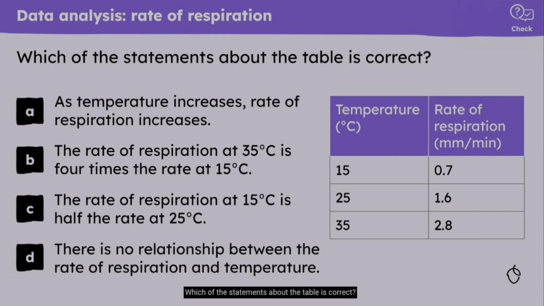Which of the statements about the table is correct? Is it A, as the temperature increases, the rate of respiration increases? B, the rate of respiration at 35 degrees is 4 times the rate that it is at 15 degrees Celsius. C, the rate of respiration at 15 degrees is half the rate at 25 degrees. D, there is no relationship between the rate of respiration and temperature. You can have 5 seconds, but if that's not enough time for you, click pause and click play when you're ready to see the answers.